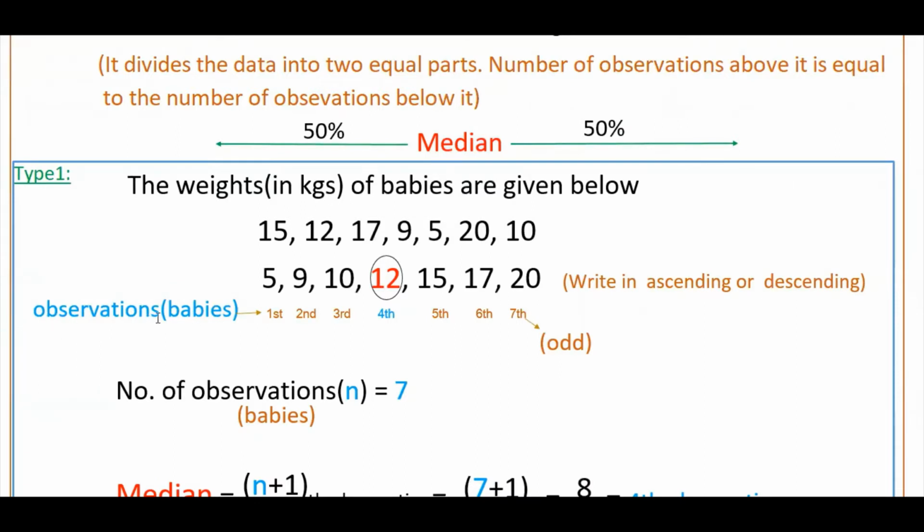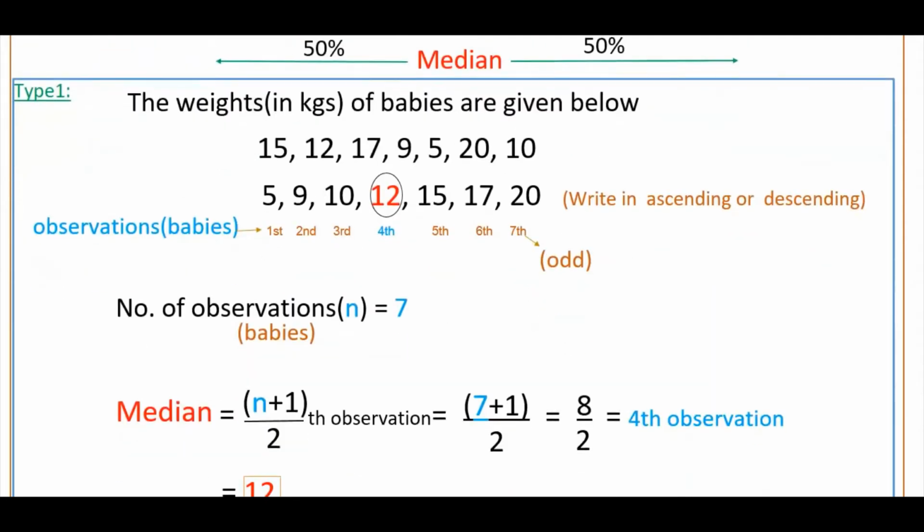So this is the first observation and this is the second observation. In the first observation, the weight of the baby is 5 kgs. In the second observation, the weight of the baby is 9 kgs. Like this, in the third observation, 10 kgs. So here there are 7 observations. See, 1, 2, 3, 4, 5, 6, 7. So these are the number of babies, you can say. So the number of observations here, n is equal to 7. The number of observations is nothing but the number of babies.